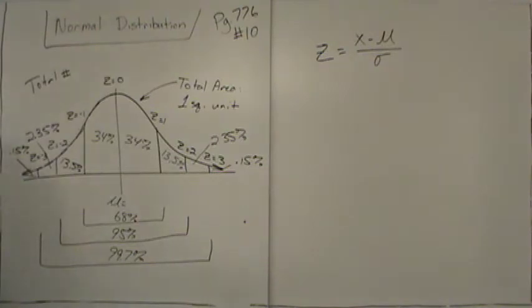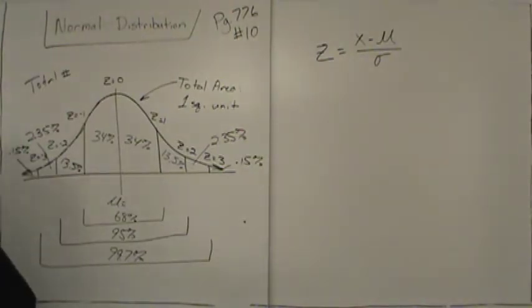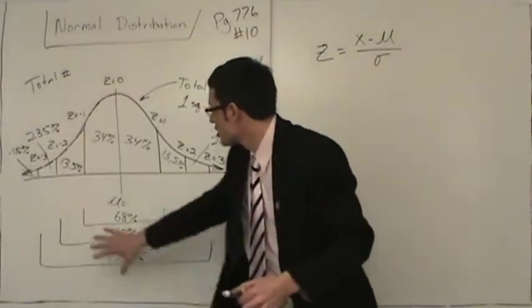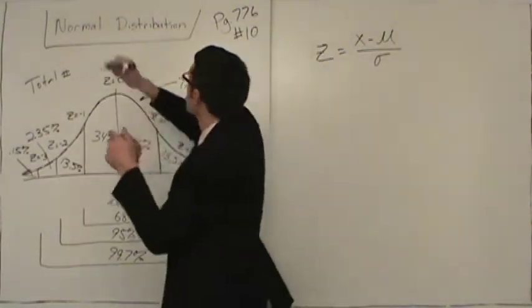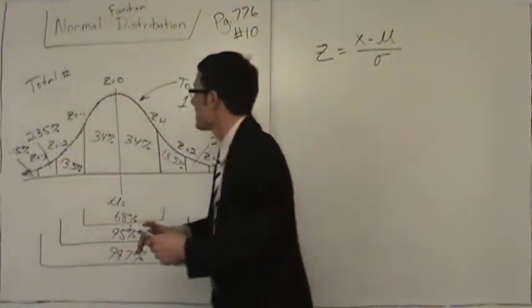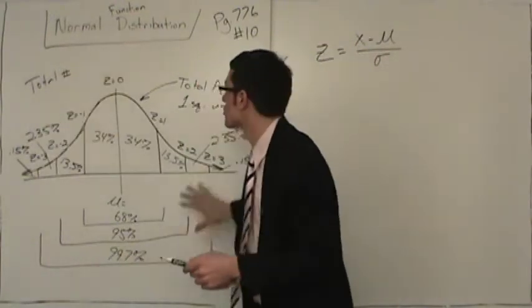All right, now let's get the information out of the problem. Number 10, reminding you, we're on page 776. It says the useful life of a certain car battery is normally distributed. When you hear the words normally distributed, what do you draw? You draw the bell curve. This shape is a bell curve. The function is the normal distribution function.